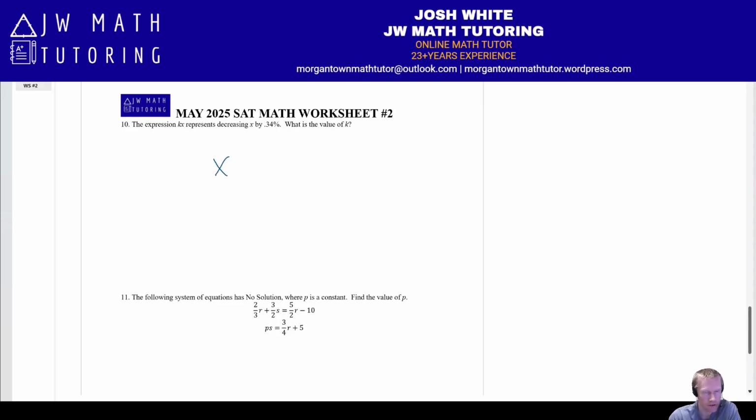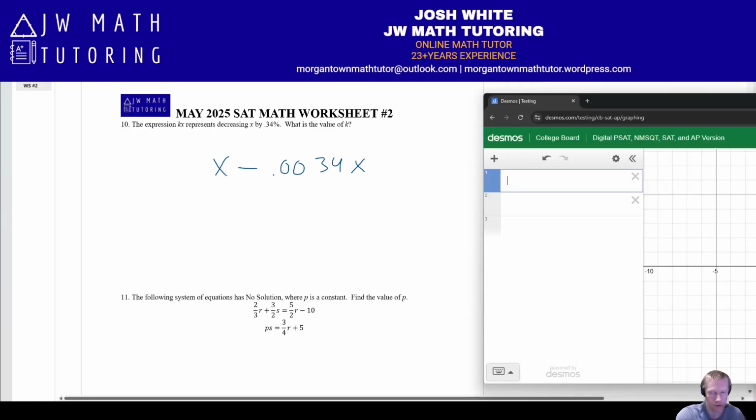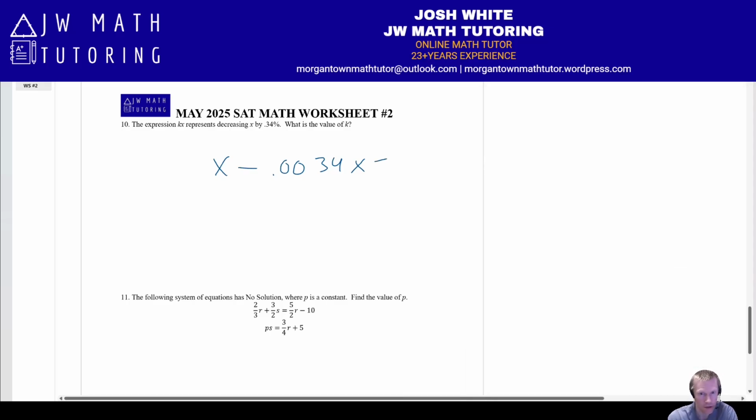So if you have x and you decrease it by 0.34%, that's the same as decreasing it by 0.0034 times x. So what is this equal to? Well, you basically just go to Desmos and do the subtraction with the coefficients. 1 minus 0.0034 is 0.9966. So this is equal to 0.9966x.